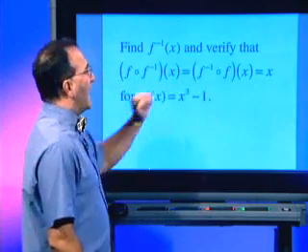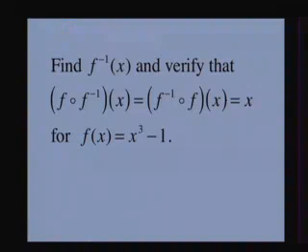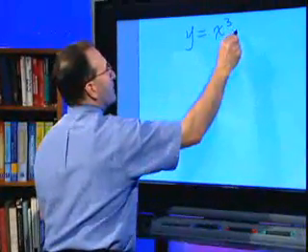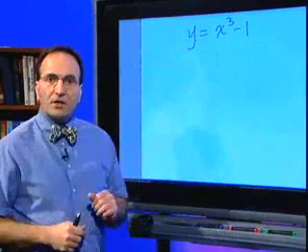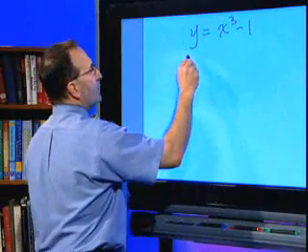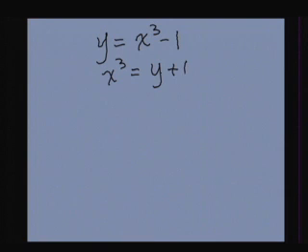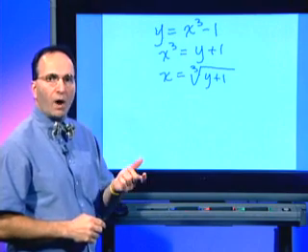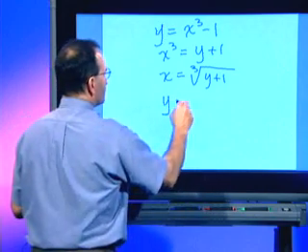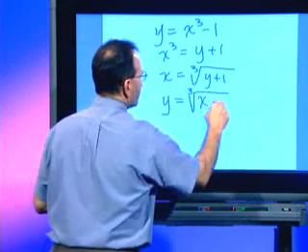Find f inverse of x and verify that the two functions are in fact inverse functions for the function f of x equals x cubed minus 1. We're going to take the function f of x equals x cubed minus 1 and replace f of x with the letter y. So our equation becomes y equals x cubed minus 1. Then we solve that equation for x in terms of y. So we have x cubed equals y plus 1, and then x equals the cube root of y plus 1. The second step is to replace x with y and y with x, so we get y equals the cube root of x plus 1.